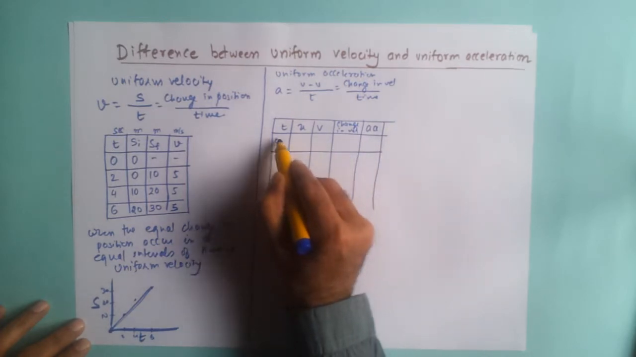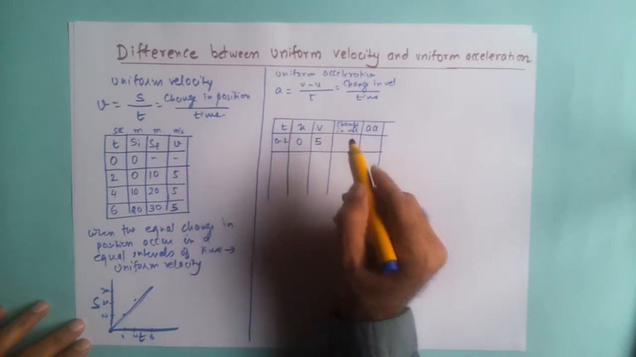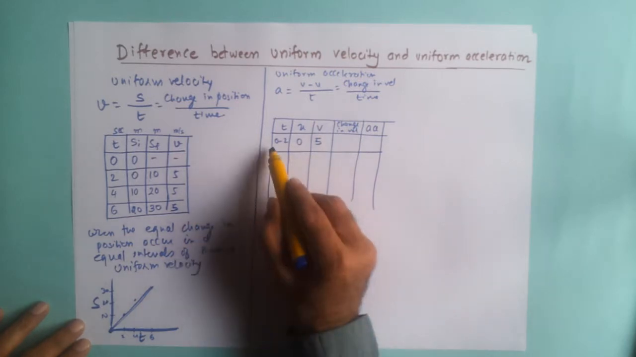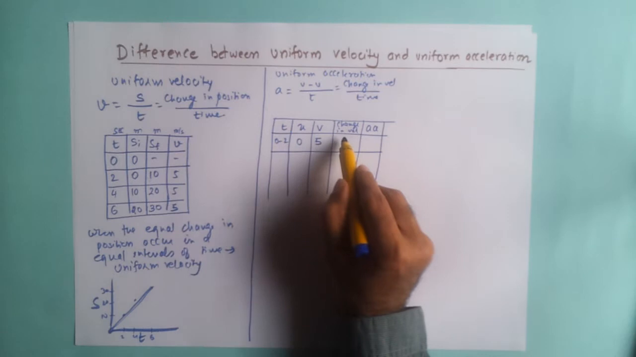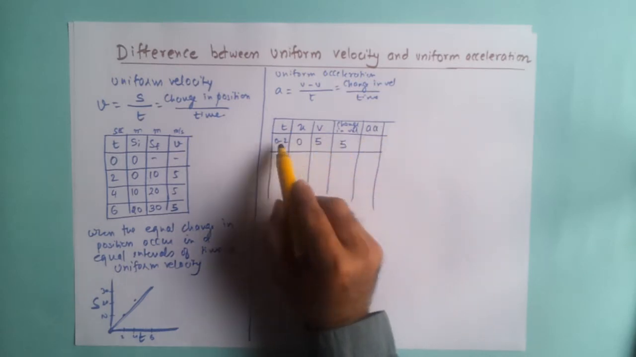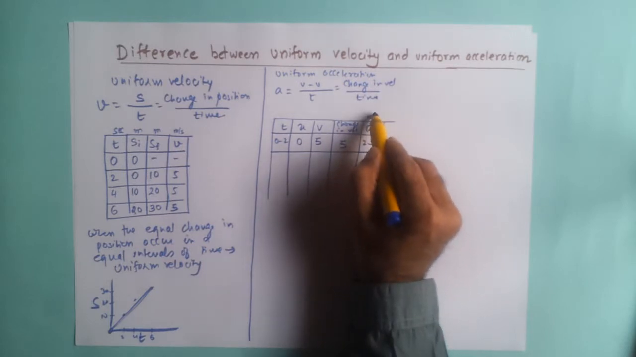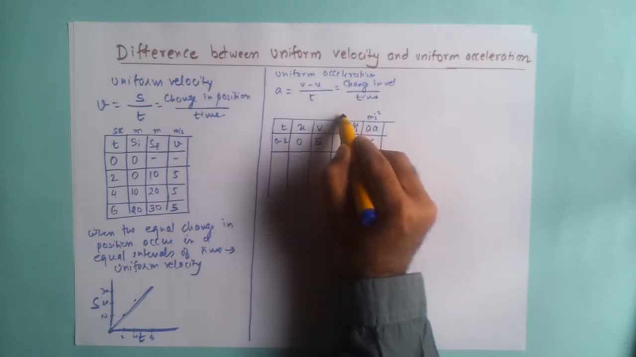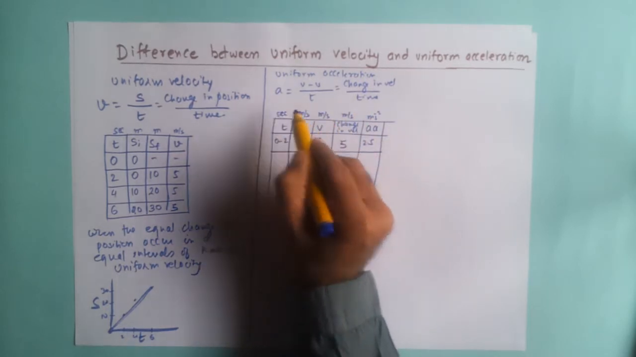So let us say in 0 to 2 seconds, the initial velocity changes from 0 to, let us say, 5 meters per second. So in the first 2 seconds, the velocity changes from 0 meters per second to 5 meters per second. So the change in velocity is 5, and acceleration, if you know, is change in velocity per time. So 5 upon 2 gives me 2.5. Let me write the unit over here: meter per second square. Change in velocity is in meter per second, and this is seconds.